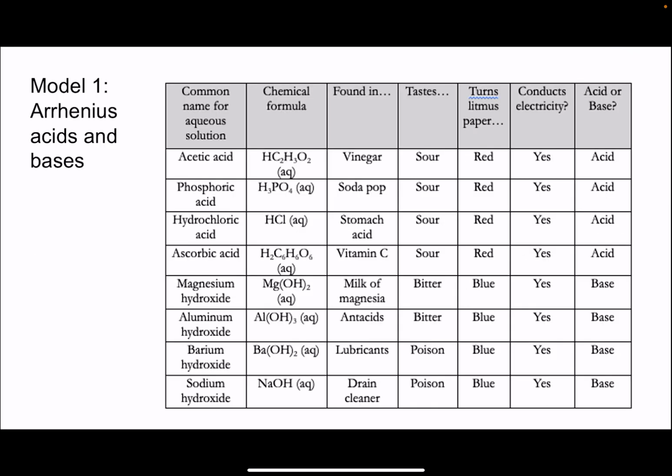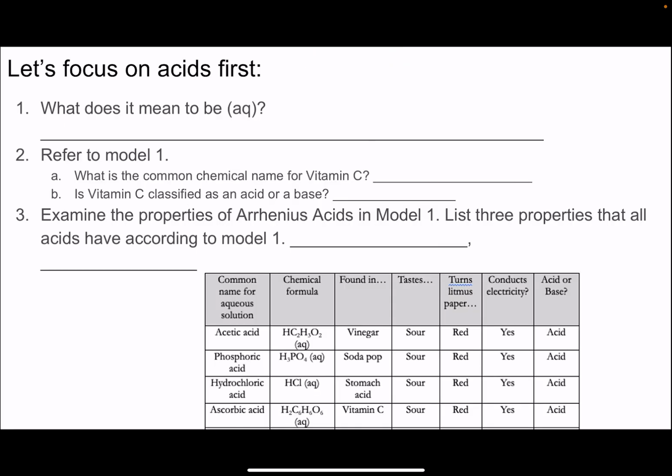So our Model 1 not only has our acids, but it also has bases down below. And then it tells us what their common name is when it's aqueous. It tells us its chemical formula. It's found in what? And then these are the properties we're going to use. How does it taste? What does it do to litmus? And does it conduct electricity? So let's get started. What does it mean to be aqueous? So we read in the background, or we remember from solutions, if we have something that is aqueous, it just means that it's dissolved in water.